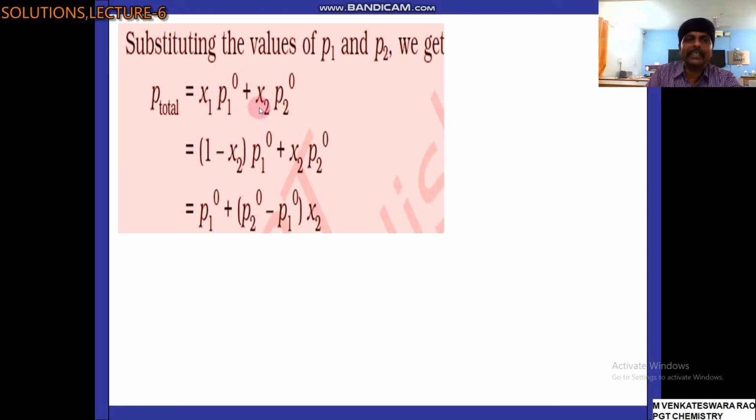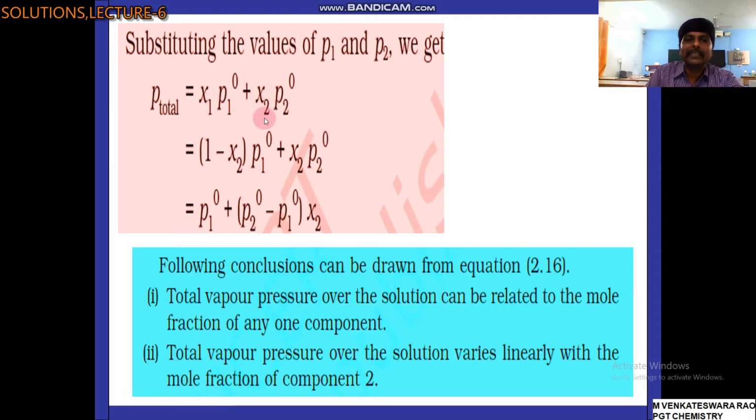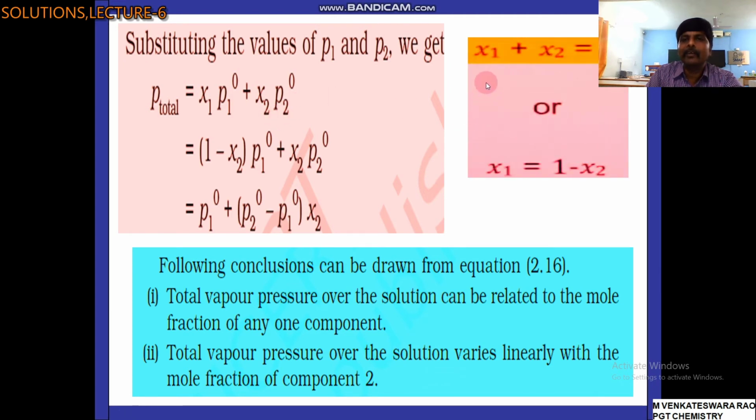Anyway, you know X1 plus X2 is equal to 1. That means X1 is equal to 1 minus X2. You write 1 minus X2. After that you take the common X2 term. Therefore finally you get P total is equal to P1 naught plus P2 naught minus P1 naught into X2.